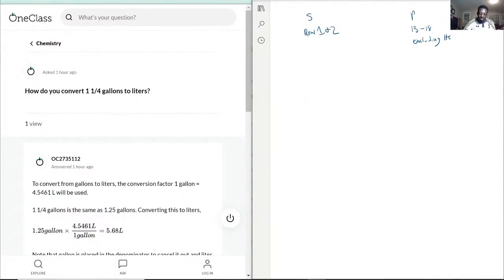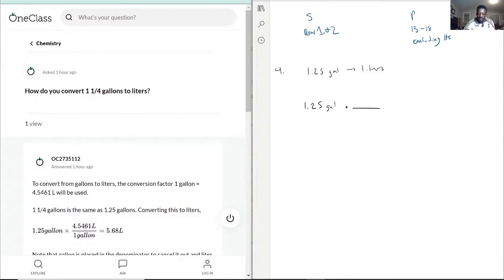Question 4. And now, how do you convert some more conversion questions? How do you convert 1 and 1/4, so 1.25 gallons to liters? Now remember, same concept: always put what you're converting to in the numerator and what you're converting from in the denominator. So we have 1.25 gallons, which is 1 and 1/4, as I said.